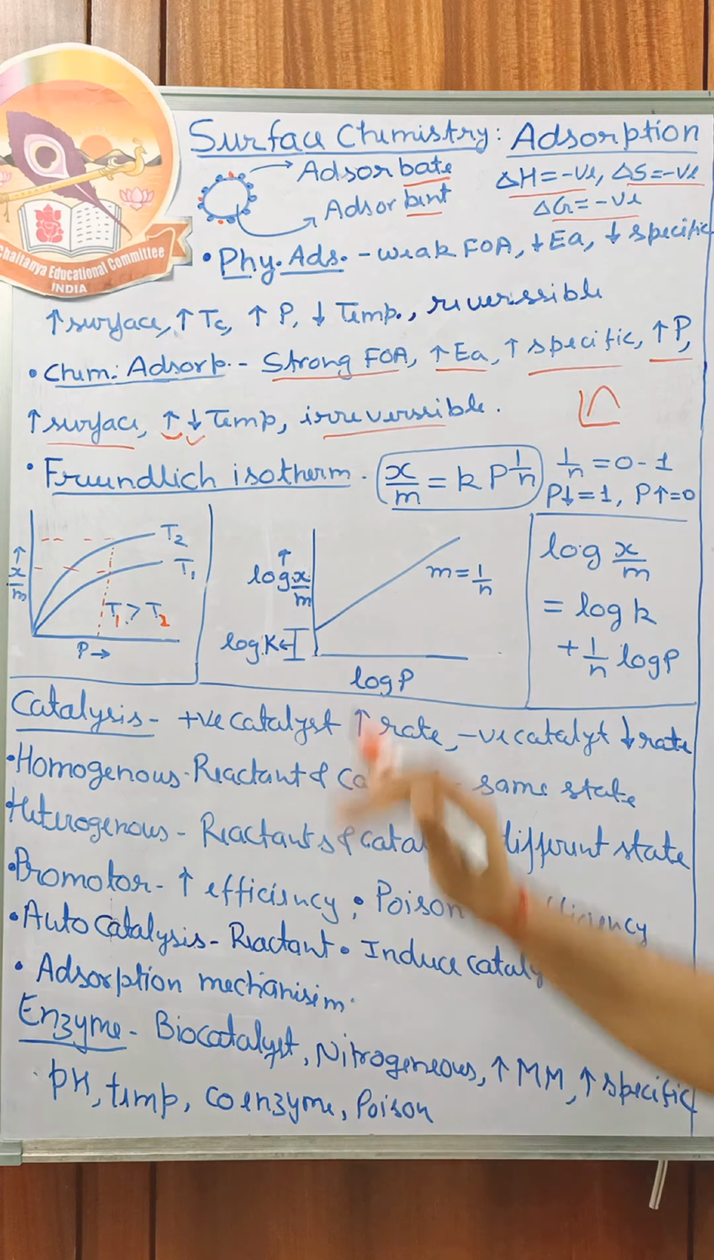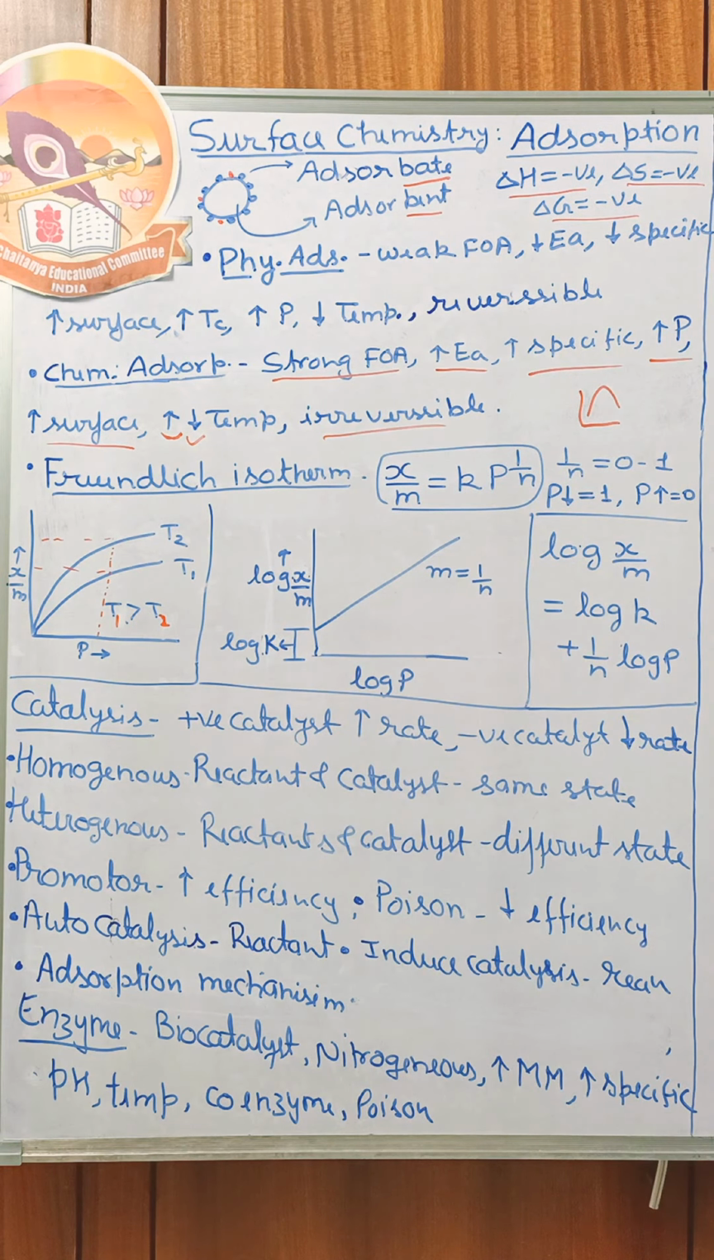If we take the log of this equation, what do we have? Log x by m is equal to log k plus 1 upon n log p. Okay, that is the equation of y is equal to mx plus c.